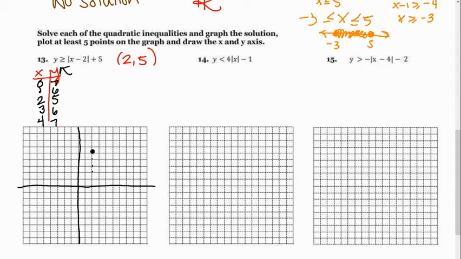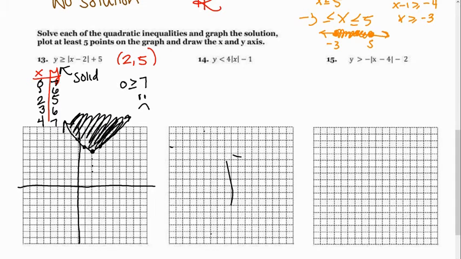This means I have a solid line. So get your dots, use your ruler. Okay. The last step is to test a point. I'm going to test 0, 0. When I plug in 0, I get 7. Is 0 greater than 7? No. So I'm going to shade not where 0, 0 is. That would be the inside here.